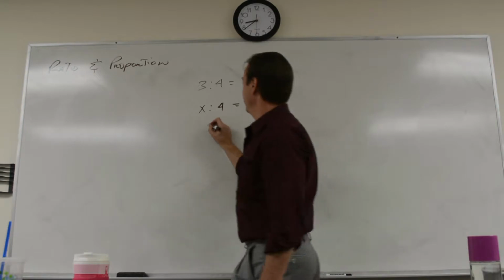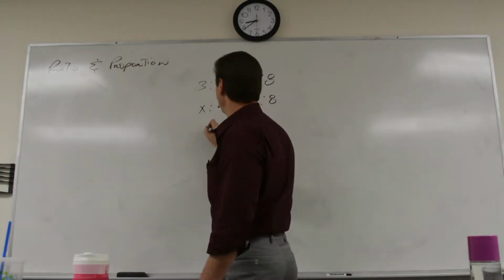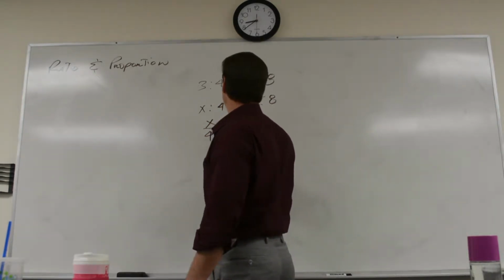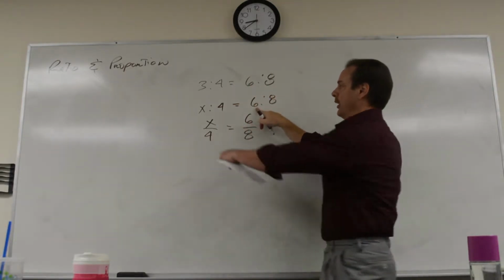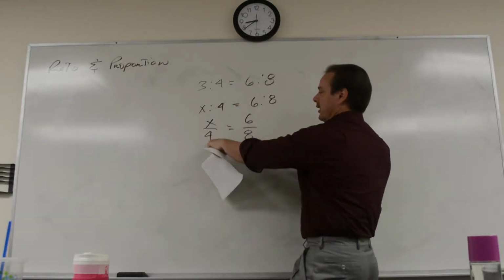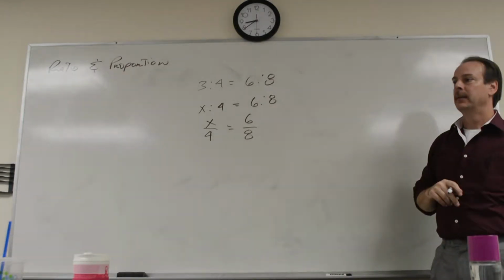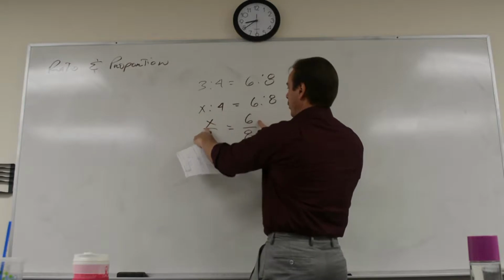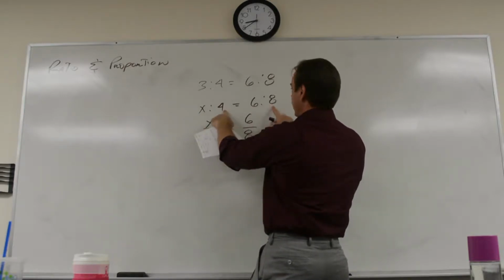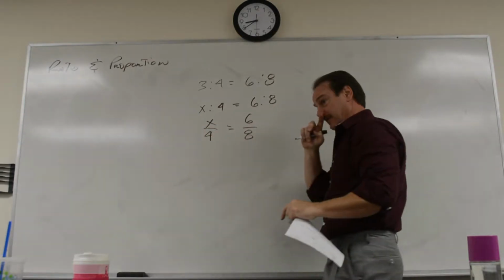What we could do is just say the first term to the left is always in the numerator, so it's x over 4 equals 6 over 8. So the first term is always in the numerator. The second term is always in the denominator. Say that again. The first term, or the term to the left, always goes in the numerator. The second term always goes in the denominator.